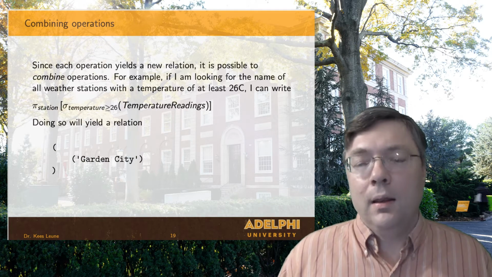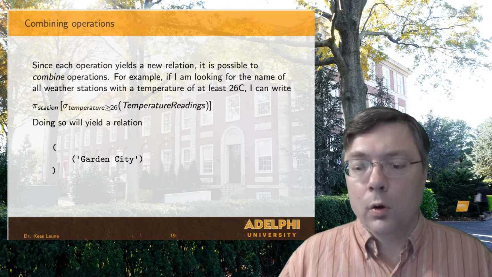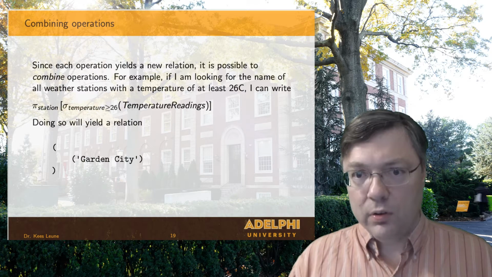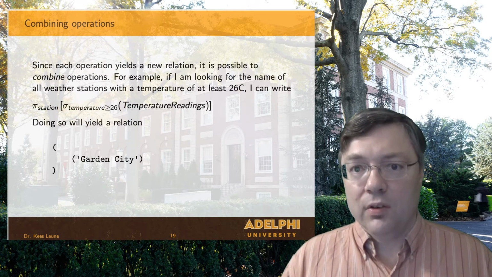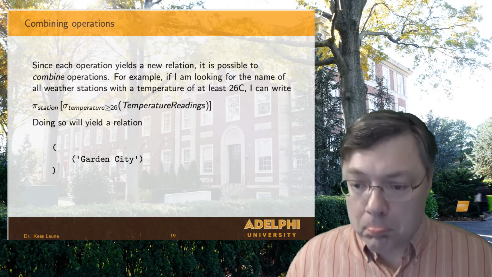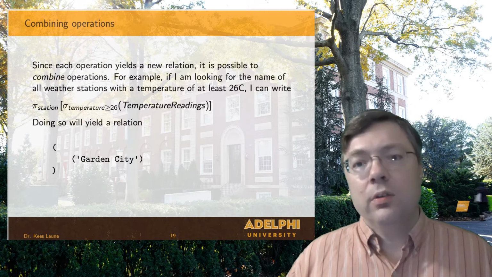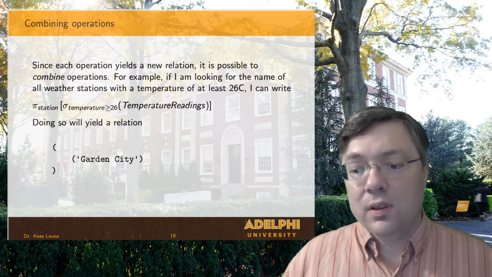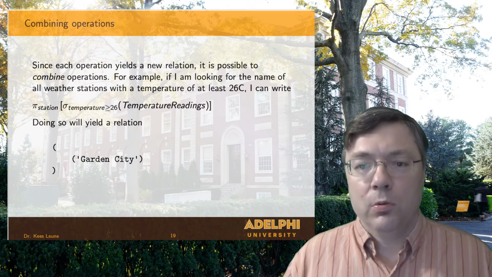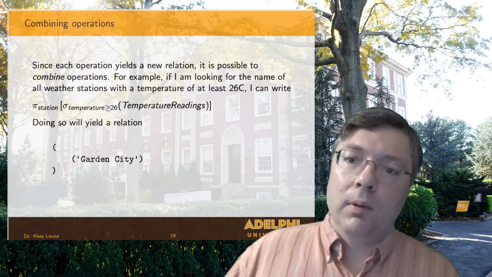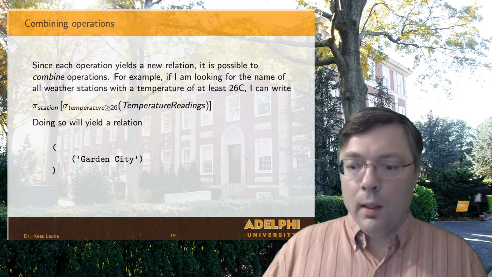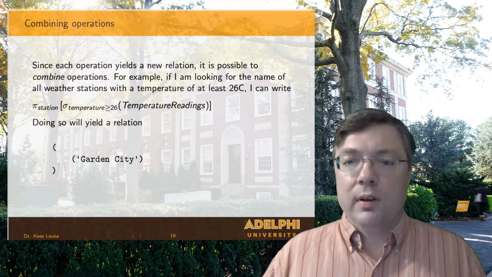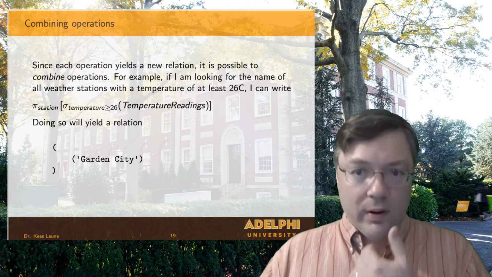So I can combine these two operations because of the closure principle. Pi, project, station: only show me the name of the station, of what? Of the tuples that match the condition where the selection of temperature greater than or equal to 26 from the temperature readings relation gives me the output back. And those are the only two unary operators that I have. They only take one operand.